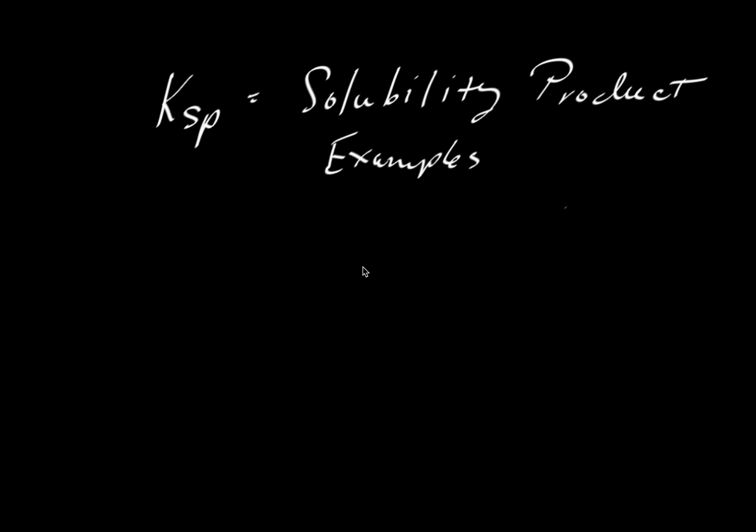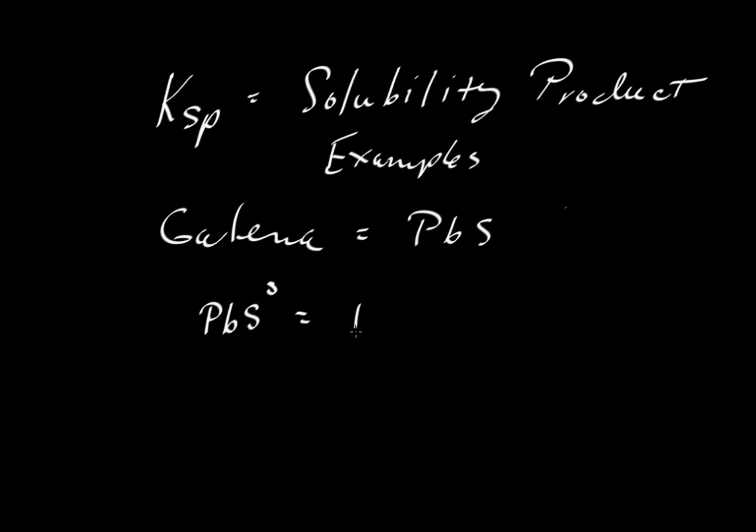So to give you a feel for what KSP values are like, we're going to take a couple of examples. We're going to look, for example, at Galena. Galena is lead sulfide, PbS. And if we were going to write a chemical equilibrium, we could write it as PbS in the solid phase, which is Galena, and that dissolves into lead ion, the 2 plus state, in aqueous solution, plus sulfur ion, 2 minus, also in aqueous solution.